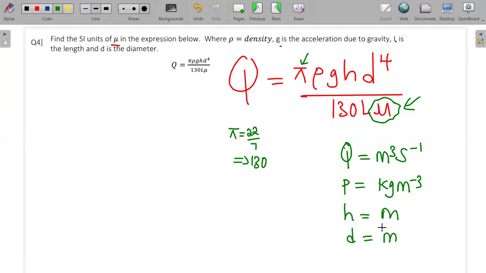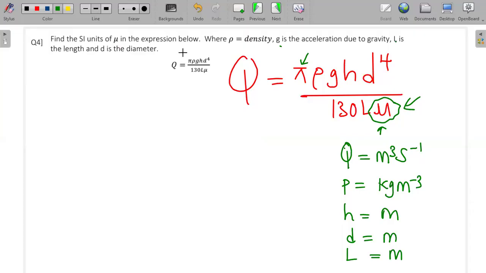And then the L, we've been told it's a length. So length, height, distance, they are all represented in meters. All right, and then this one here, the mu, represents what we call viscosity. So we have to find the units for this viscosity using the units of all these other things that we know. The first thing will be to arrange this equation in such a way that the mu is the subject of the formula.